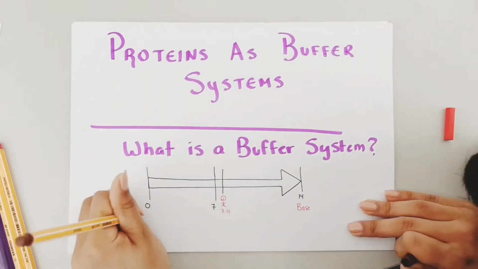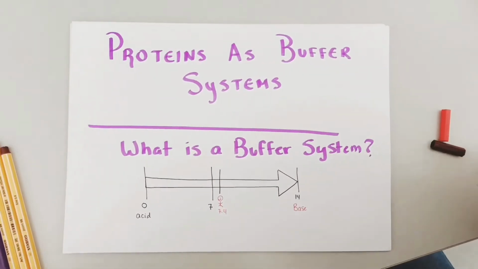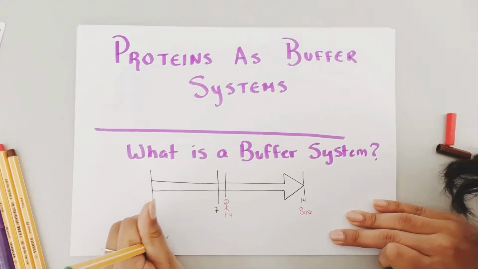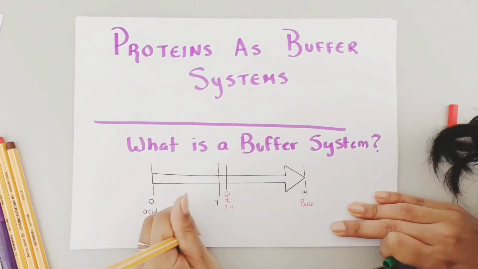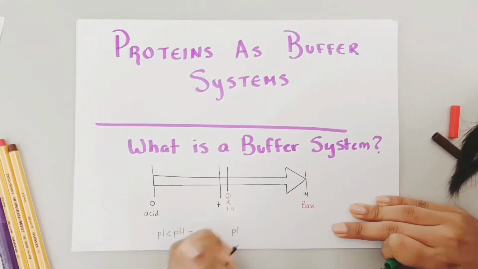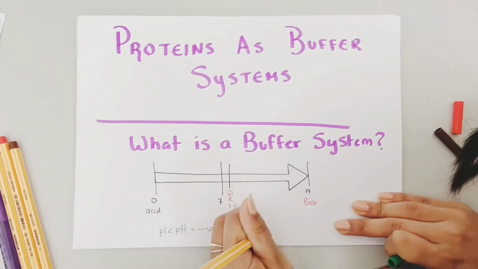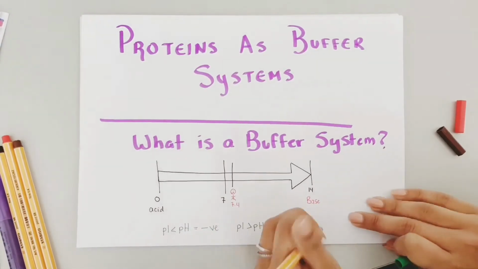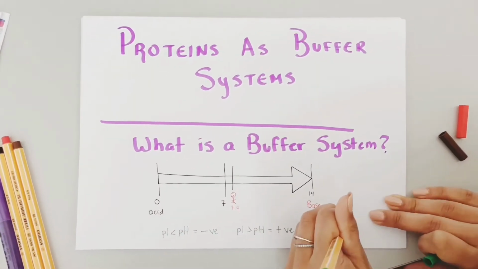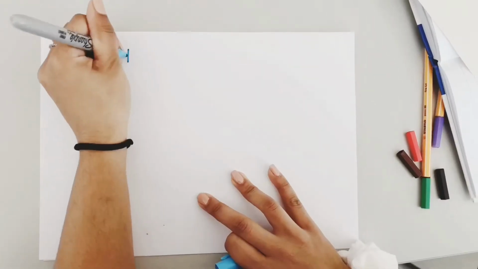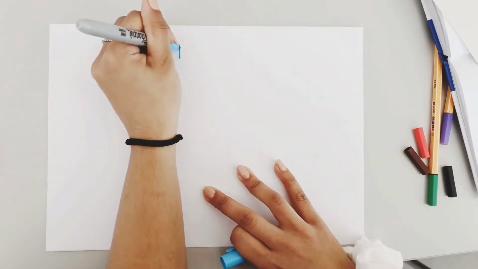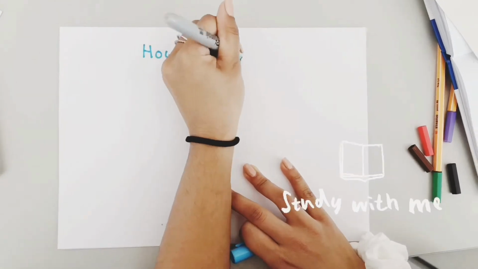So, if we get deeper into this, we see that if pH is bigger than the isoelectric point, it is a negative charge, and if the isoelectric point is bigger than the pH, we have a positive charge. And what happens if the isoelectric point and the pH are equal? Well, then the molecule has no net charge.